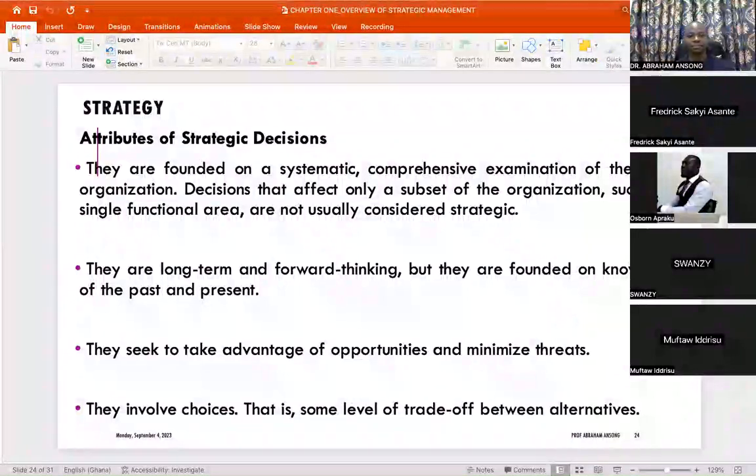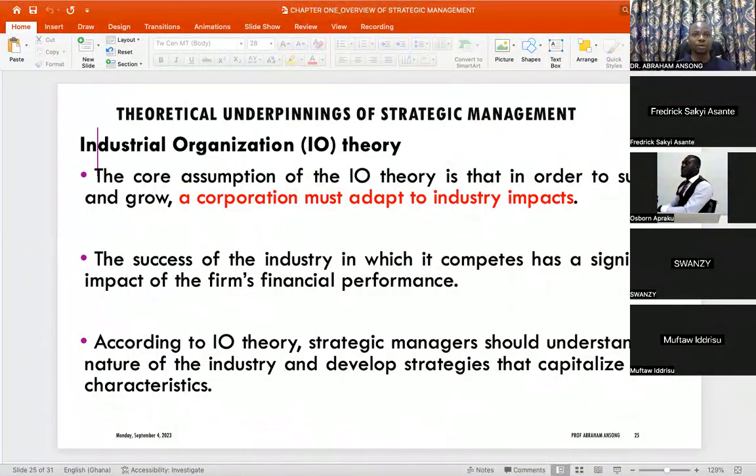The other attribute is that they seek to take advantage of opportunities and minimize threats. I think this is obvious from our discussions all this while. Okay, next one, they involve choices. And I kept on saying that strategic management is basically about making decisions. You must pick among alternatives, all right? So making choices is one of the core aspects of strategic management.